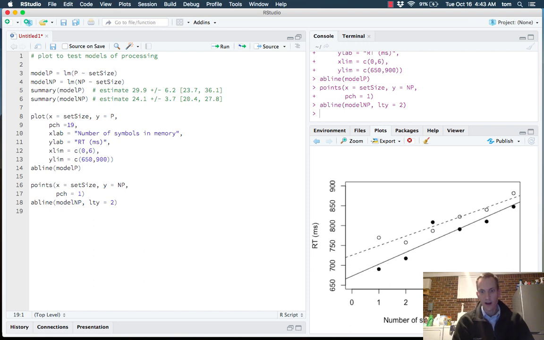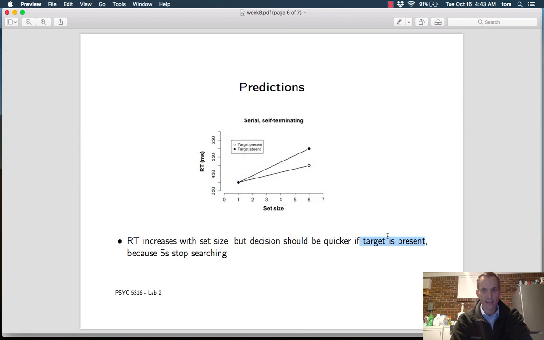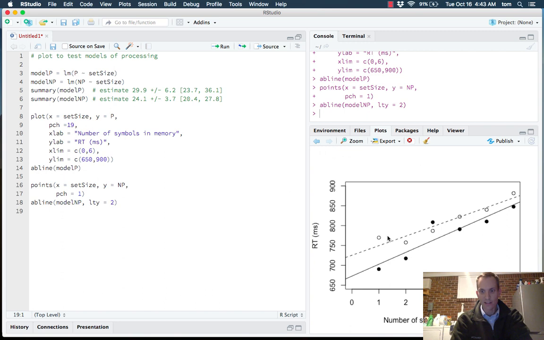It's certainly not the picture. Remember the signature picture from our presentation. That's what it should look like if it's serial self-terminating. And it should be in that order, too. The target present should be the lower slope line. The target absence should take longer. That's not what's happening here at all. So this seems to be pretty good evidence for our serial exhaustive architecture. It's just so strange.